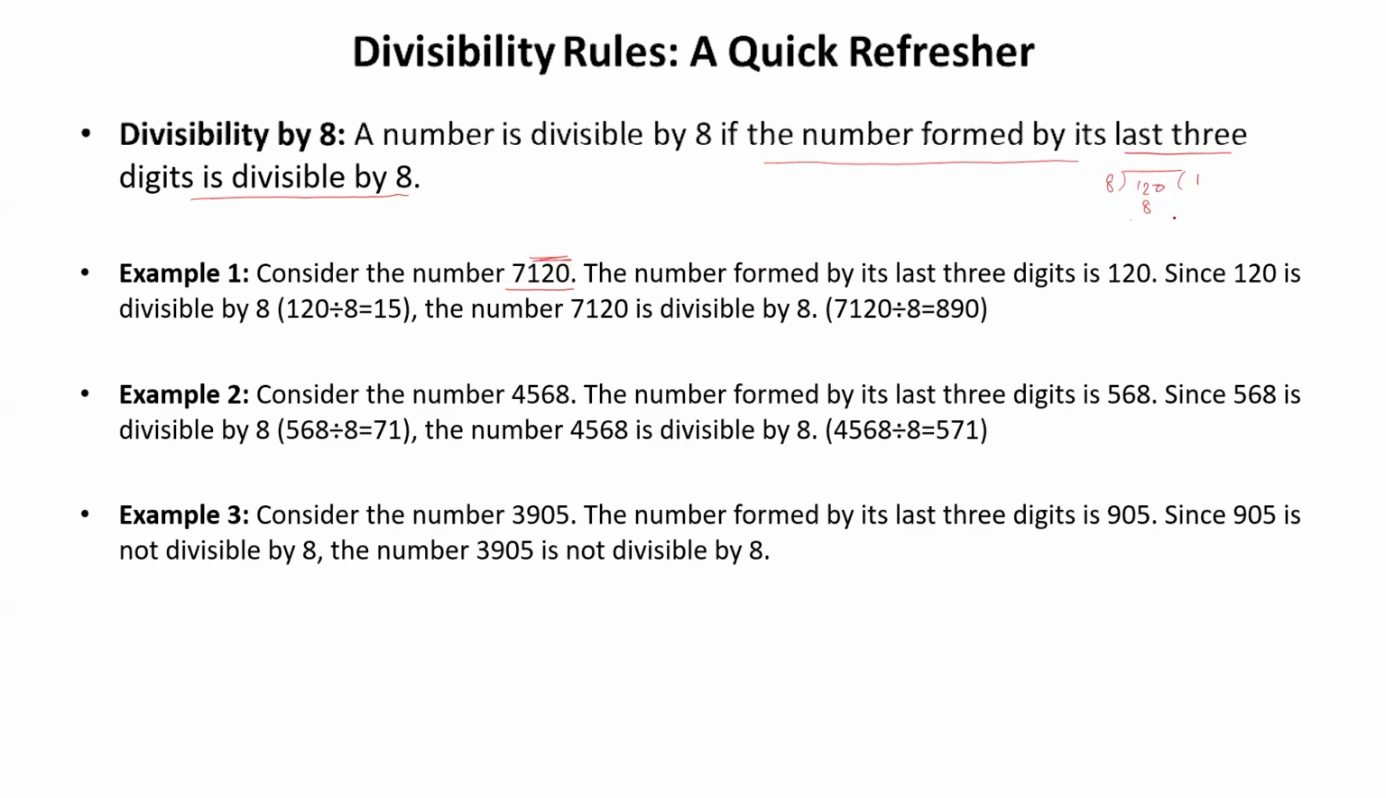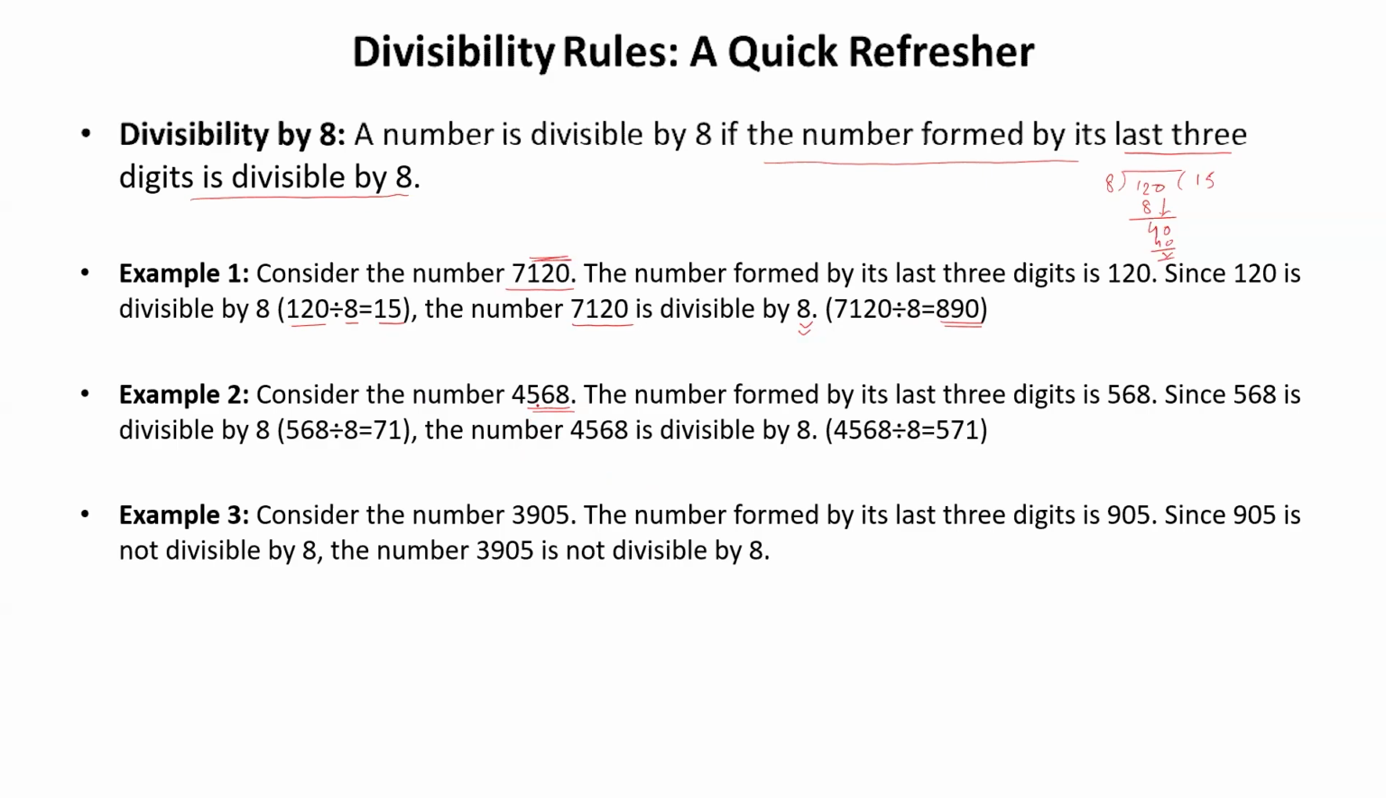One time you will get 8, remainder is 4, take 0 down. 5 times you will get 40, so remainder is 0. So you can see that 120, if you divide by 8, you will get 15. So this means 120 is divisible by 8, and the whole number, if you divide, you will find out that it is equal to 890. So if a big number is given, you just have to look at the last three digits. If last three digits is divisible by 8, that means your big huge number is divisible by 8.